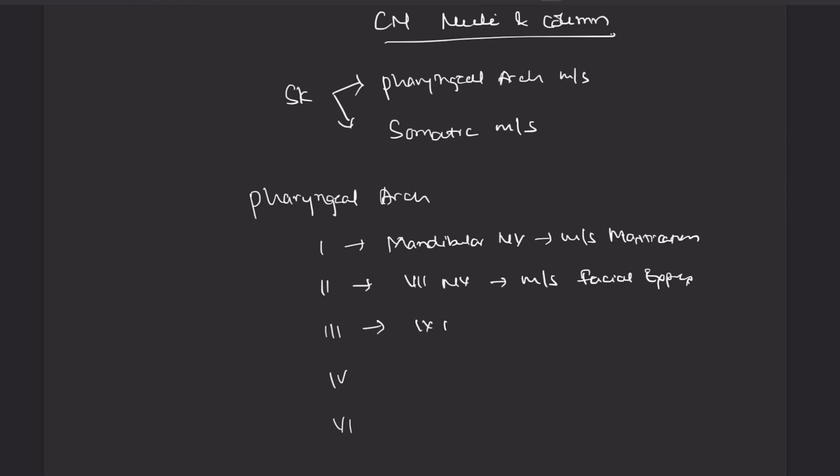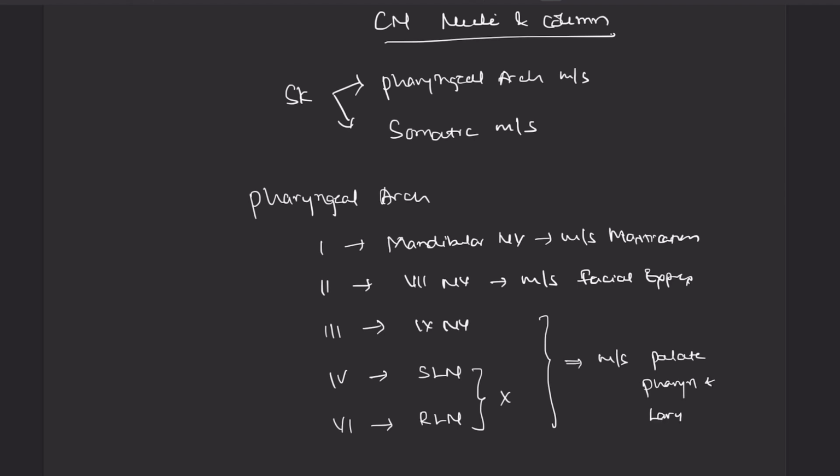The third arch is the ninth cranial nerve. The fourth arch is supplied by the superior laryngeal nerve. The sixth arch is supplied by the recurrent laryngeal nerve. Both the superior and the recurrent laryngeal nerves are branches of the vagus nerve. All these, that is the third arch, fourth arch, and sixth arch, supply the muscles of the palate, pharynx, and larynx.